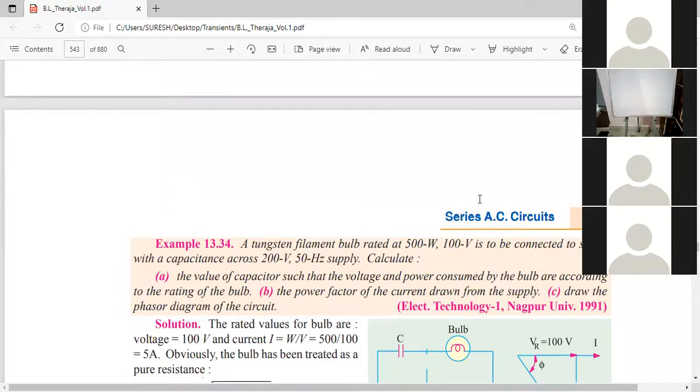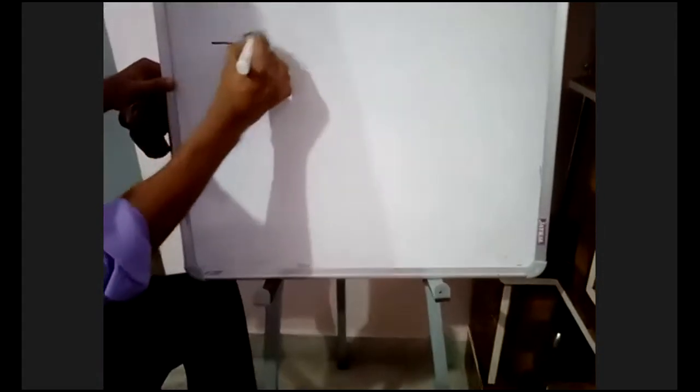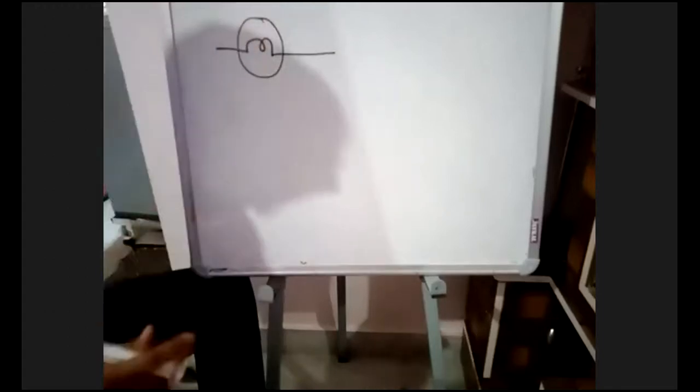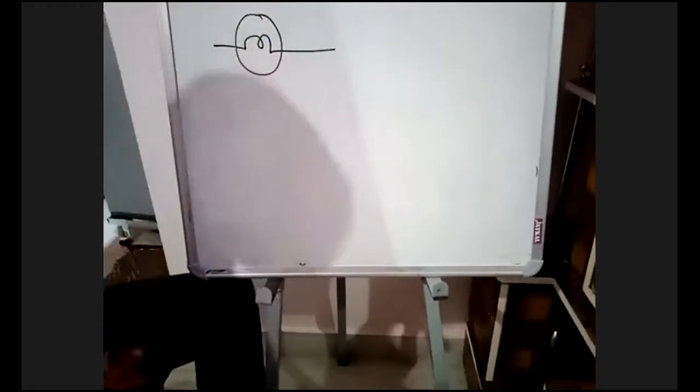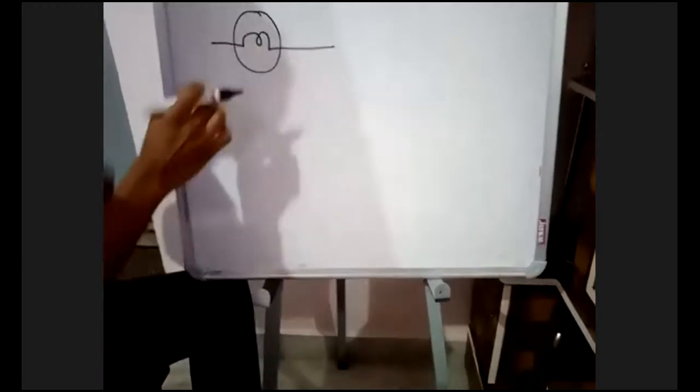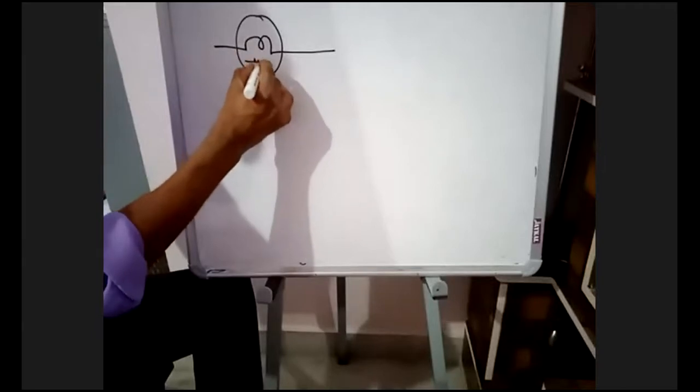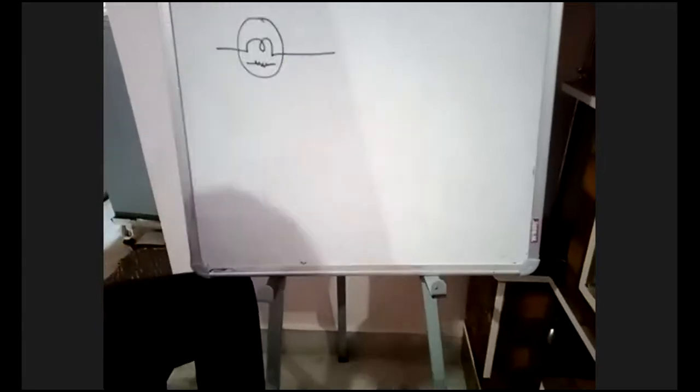Okay, see here. A tungsten filament bulb. This is the bulb symbol, not an inductance. Inside the bulb we have a resistive filament. This is the resistive bulb.